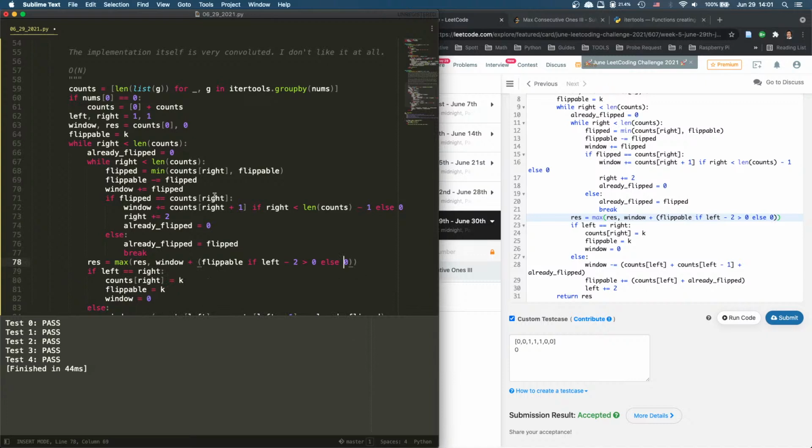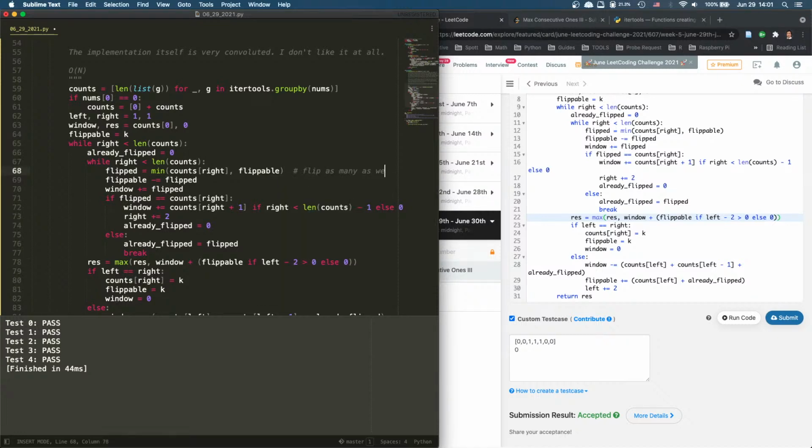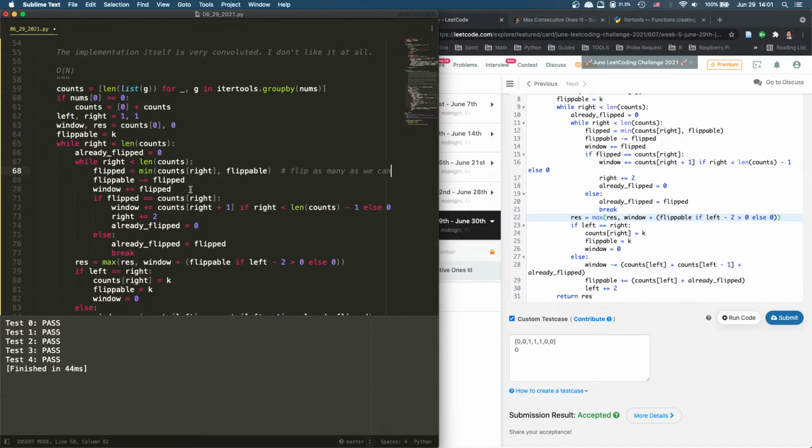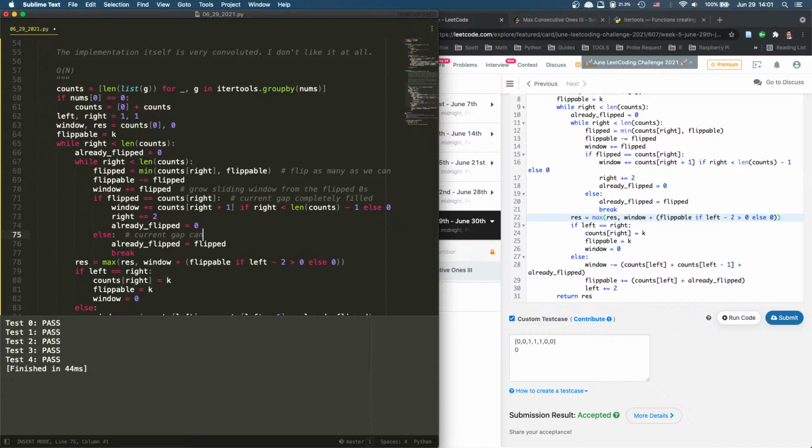Here, I have to write some comments. So say flip as many as we can, then grow sliding window from the flipped zeros. Current gap completely filled, so we can add the next one, move on. And this is current gap cannot be filled.